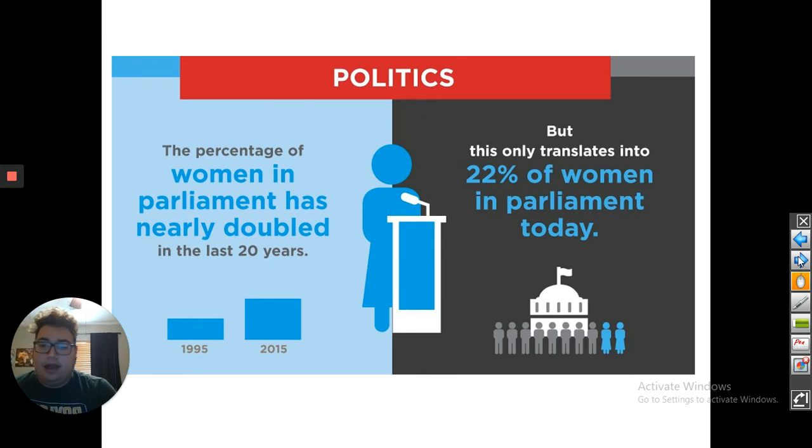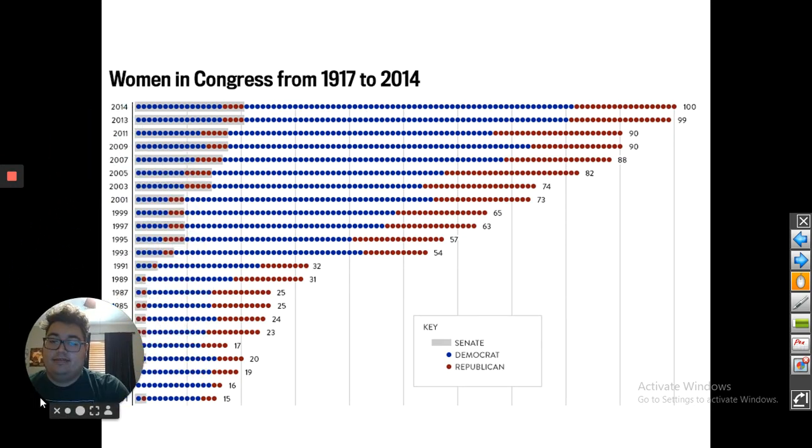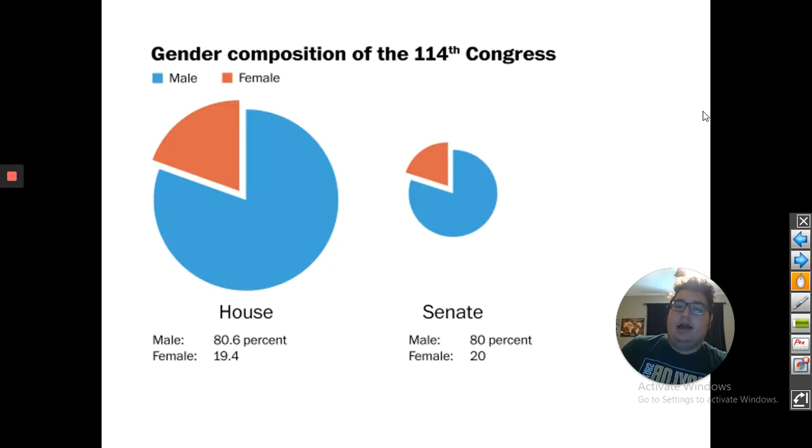In politics, the percentage of women in parliament, and this is the UK, has nearly doubled in the last 20 years. But this only translates into 22% of women in parliament today. This is women in Congress from 1971, where there were 15 women, to 2014, where there were 100 in Congress. So it's making up a bigger portion. In the 114th Congress, again this is 2014, females only make up roughly 20% in the House and 20% in the Senate. And that has increased over time.